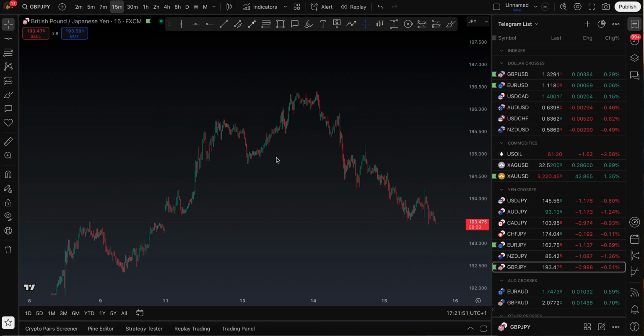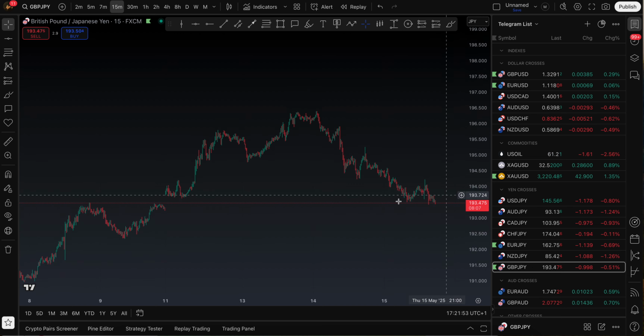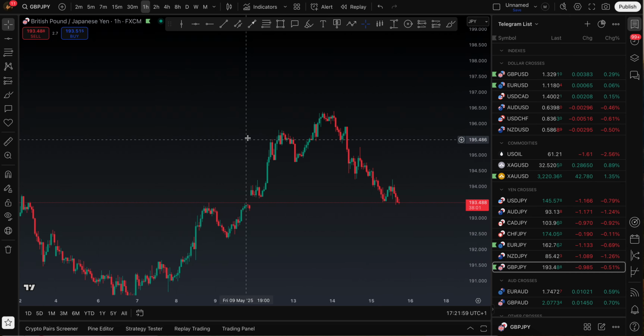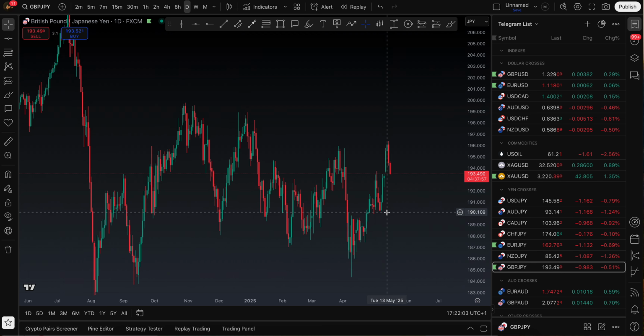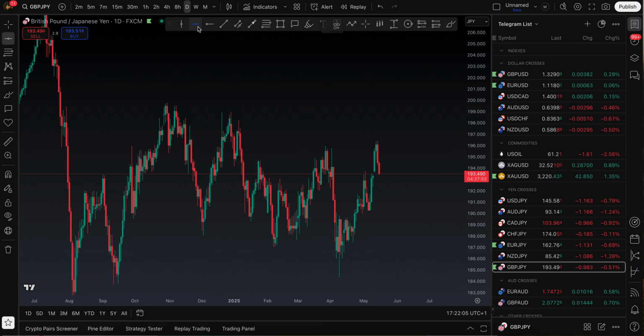Sometimes people look at a plain chart and they get confused. I just want to point out a few things that you could do to help you. This is GBP JPY. You can put it on any time frame you want. Now, what you want to start off with is to go on the daily time frame. This might help you identify some of the levels here that price might be reacting to.